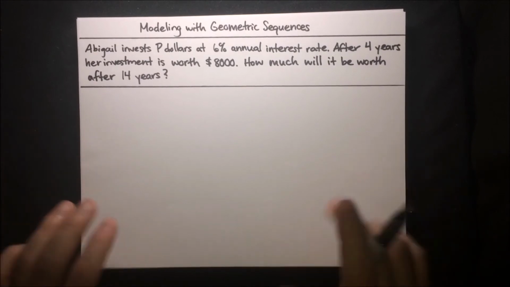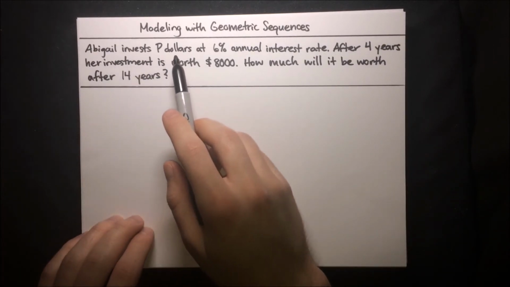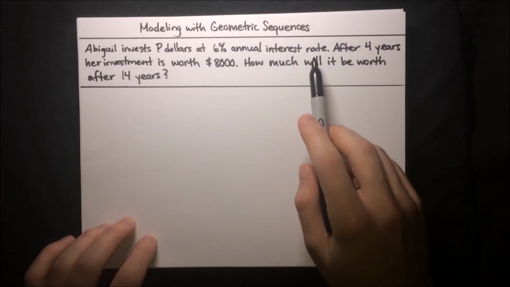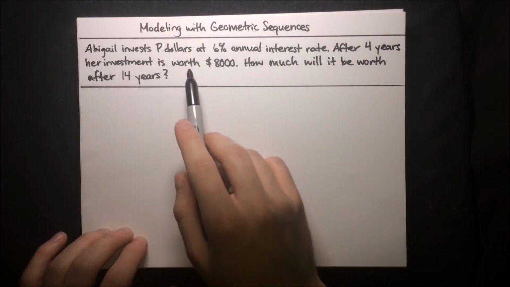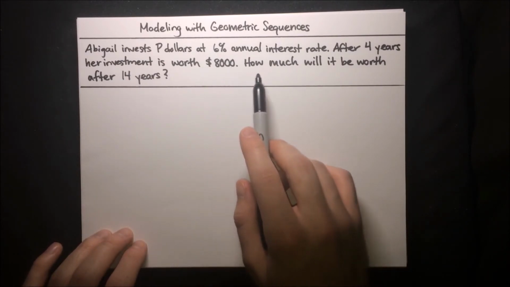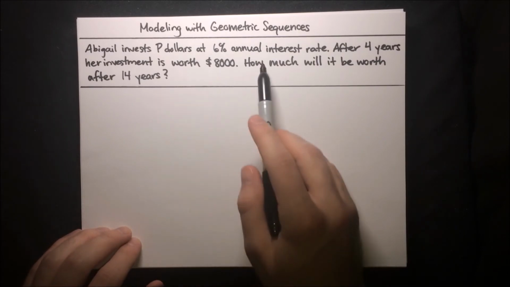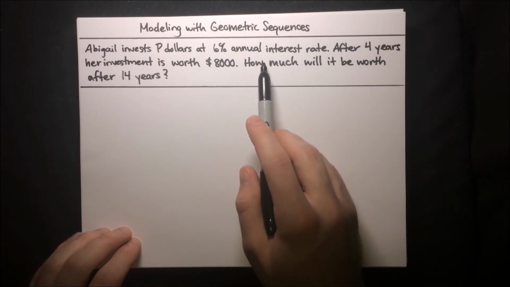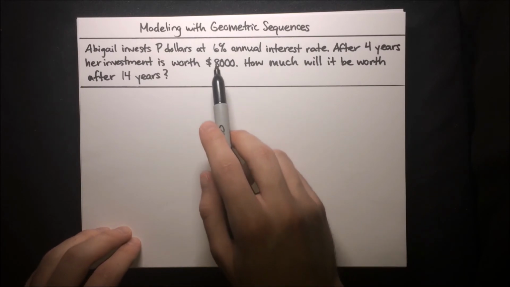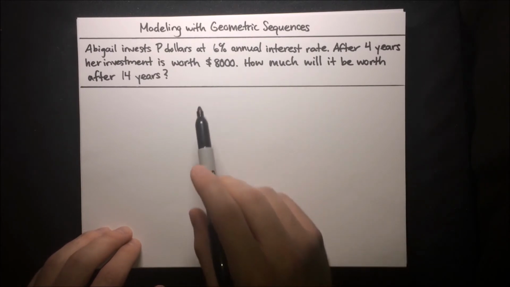Here's a final example. Abigail invests $P at 6% annual interest rate. After 4 years, her investment is worth $8,000. How much will it be worth after 14 years? Okay, so this is an interest problem, and so that means we're multiplying her investment by the interest rate every year and adding that to the previous amount.